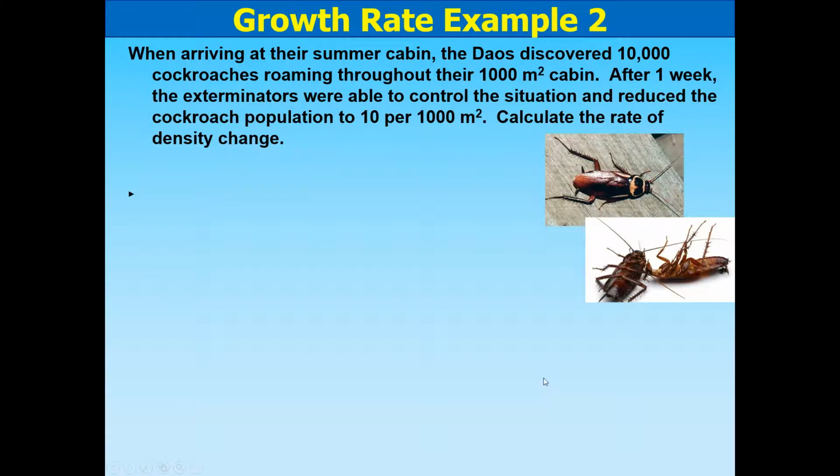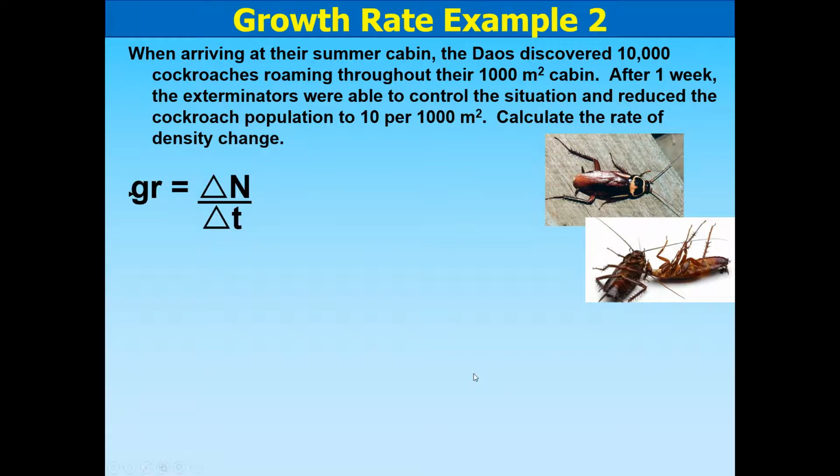Let's try another one. When arriving at their cabin, the Deos discovered 10,000 cockroaches roaming through their 1,000 meter squared cabin. After 1 week, the exterminators were able to control the situation and reduce the cockroach population to 10 per 1,000 meters squared. Calculate the rate of density change.